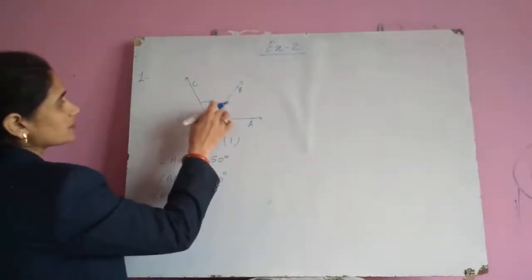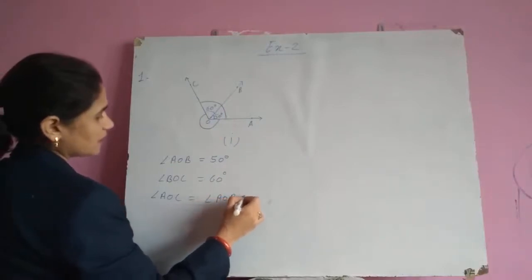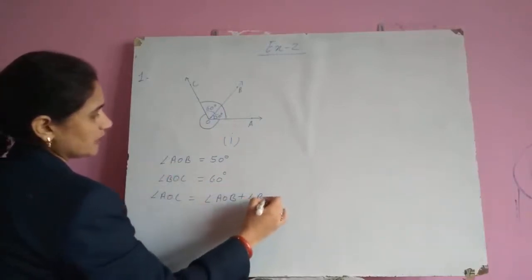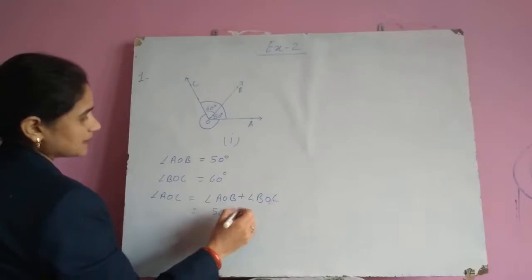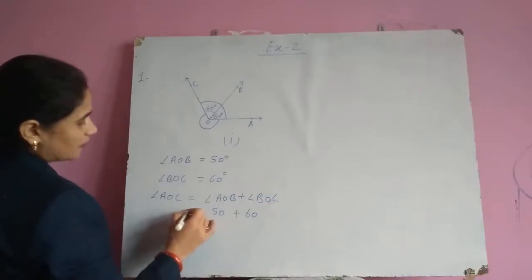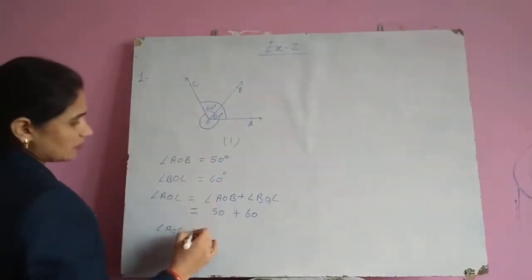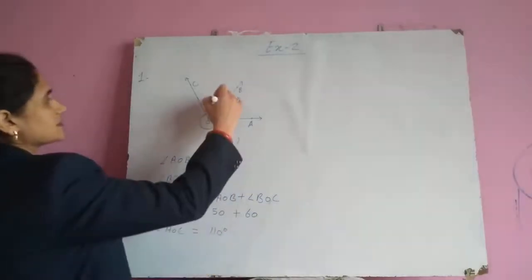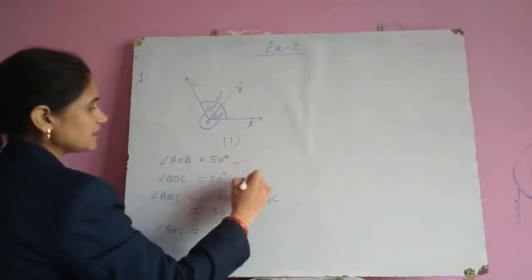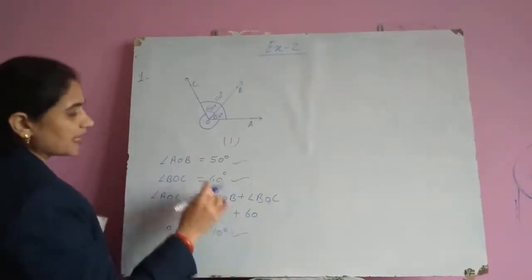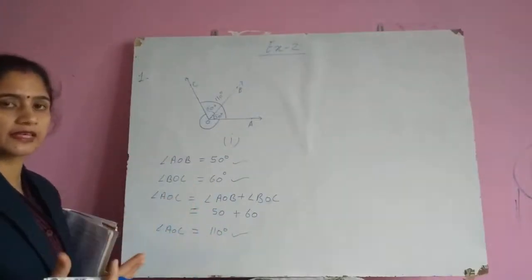If we add both of these, then we can find AOC. Angle AOB plus angle BOC. Put the values: AOB 50 degrees plus BOC 60 degrees. The value of angle AOC is equal to 110 degrees. These are acute angles, acute meaning less than 90. Obtuse angle: 110 is an obtuse angle, meaning greater than 90.